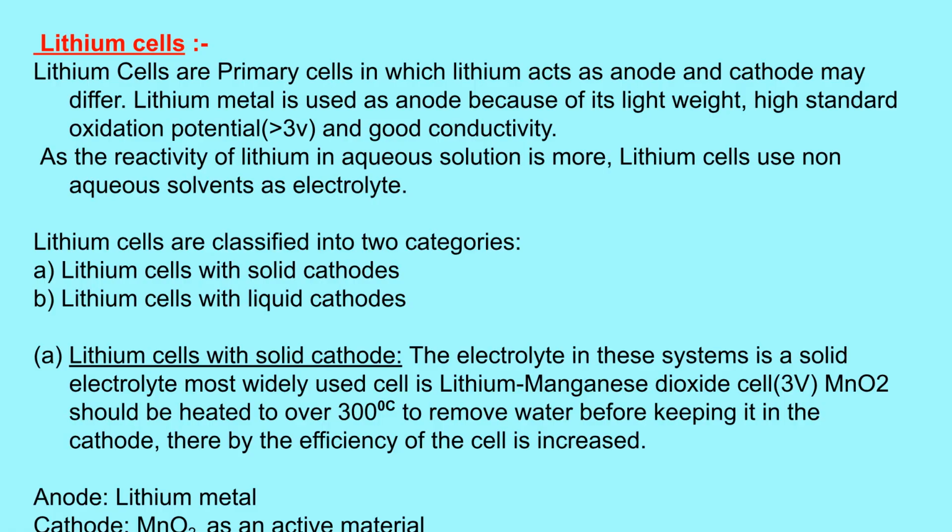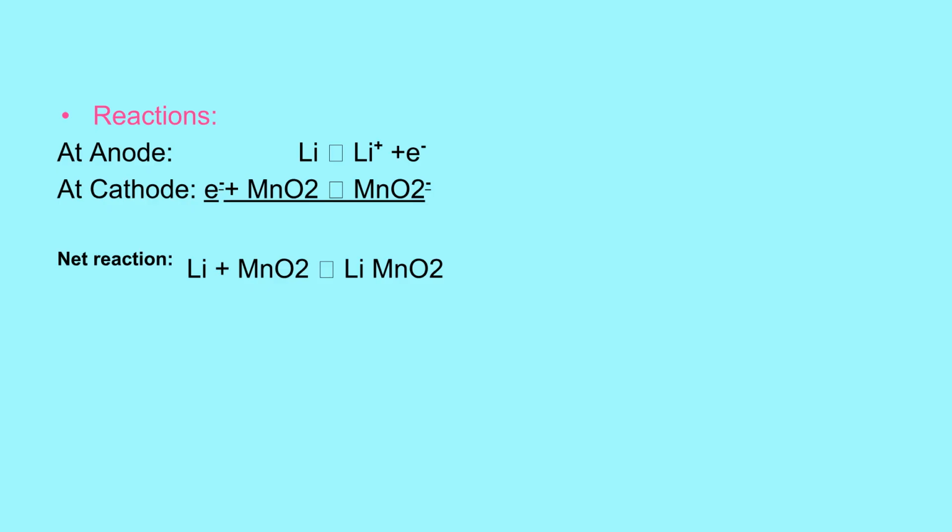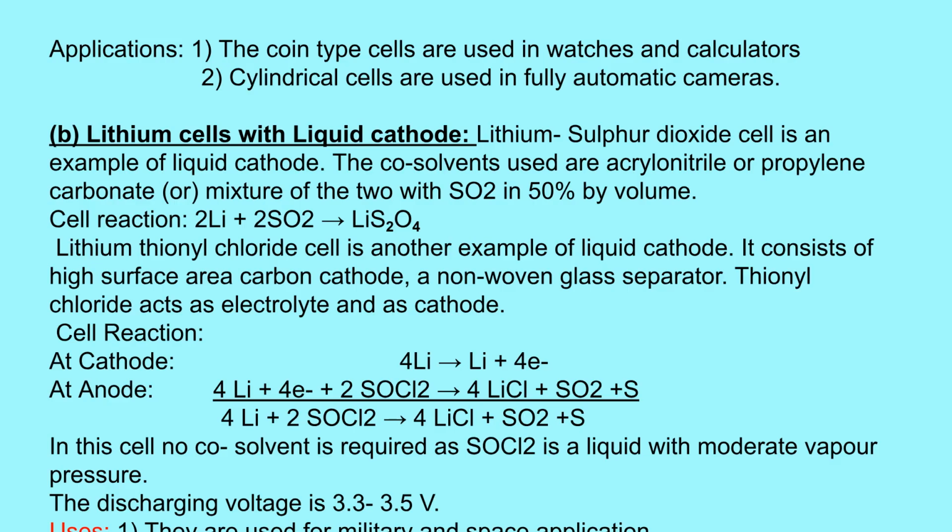The lithium cells with solid cathode, like the lithium manganese dioxide cell, use a solid electrolyte and are typically 3 volts. The reactions in a lithium cell with a solid cathode involve lithium oxidation at the anode and manganese dioxide reduction at the cathode. The net reaction is the formation of lithium manganese dioxide. Coin-type cells are used in watches and calculators, while cylindrical cells are used in cameras.